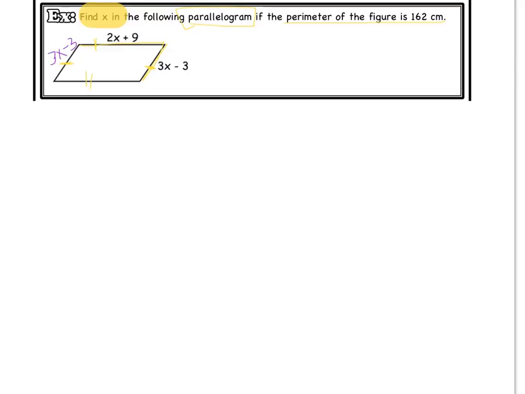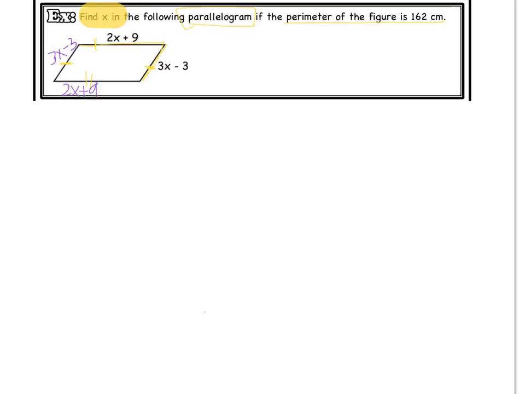And if this side is 2x plus 9, this side also has to be 2x plus 9. So I can either write an equation that says 3x plus 3 plus 2x plus 9 plus 3x minus 3 plus 2x plus 9 equals 162.